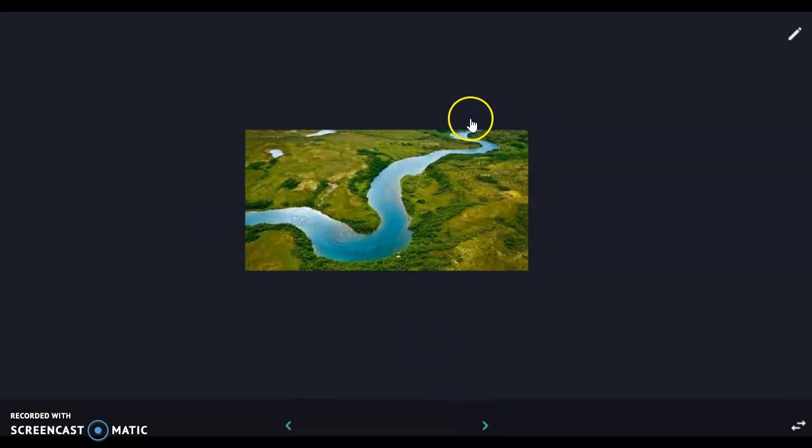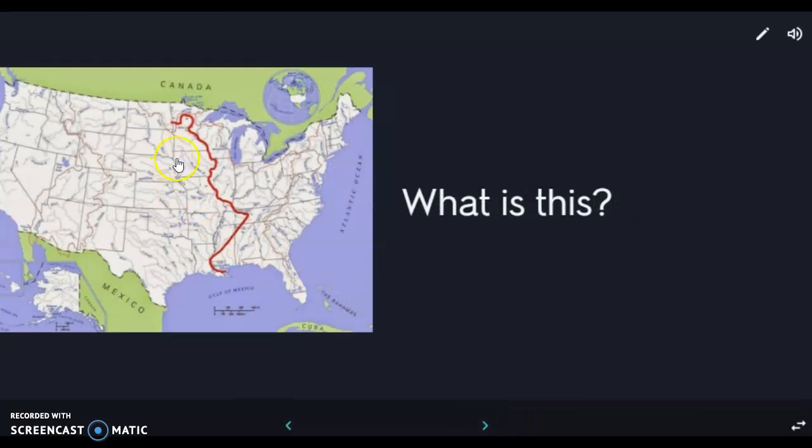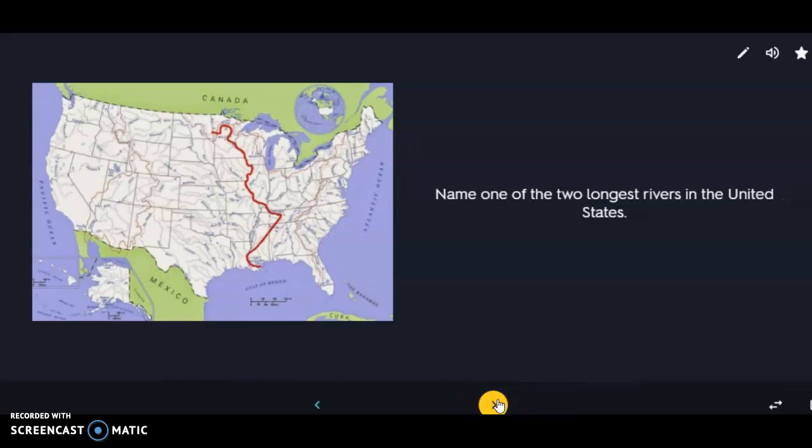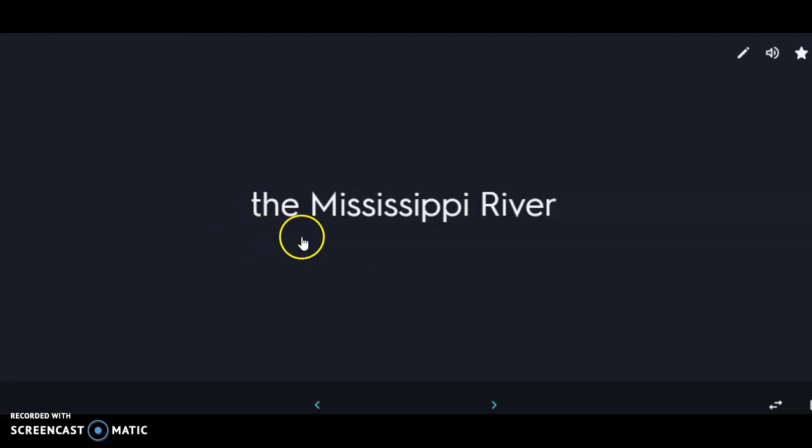What is this? A river. What is this? The Mississippi River. Name one of the two longest rivers in the United States. This is the question. Answer: the Mississippi River.